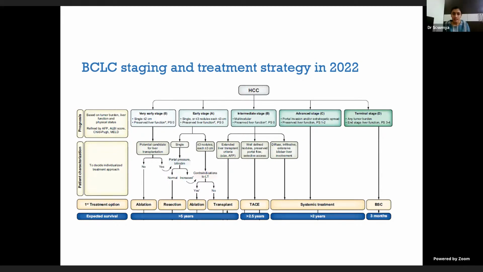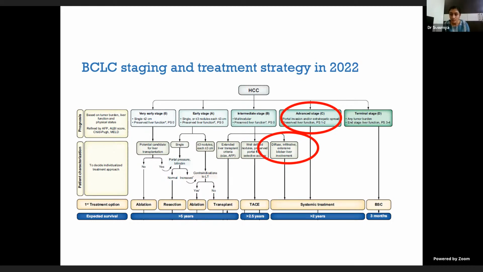This is the latest BCLC staging and treatment strategy that was published in 2022. The role of TKIs is usually in intermediate stage of HCC and advanced stage of HCC. As we know, the intermediate stage can be divided into 3 different subtypes. Diffuse infiltrative extensive HCC with bilobar liver involvement, which is not amenable to any loco-regional therapy or cannot be downstaged for undergoing a liver transplant, is considered ideal for systemic therapy.